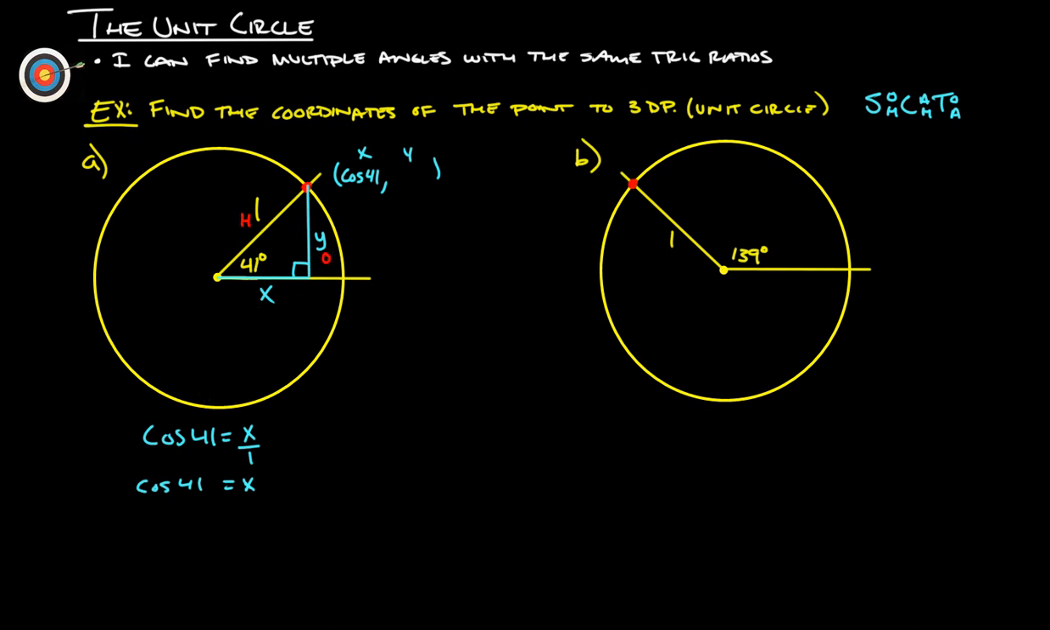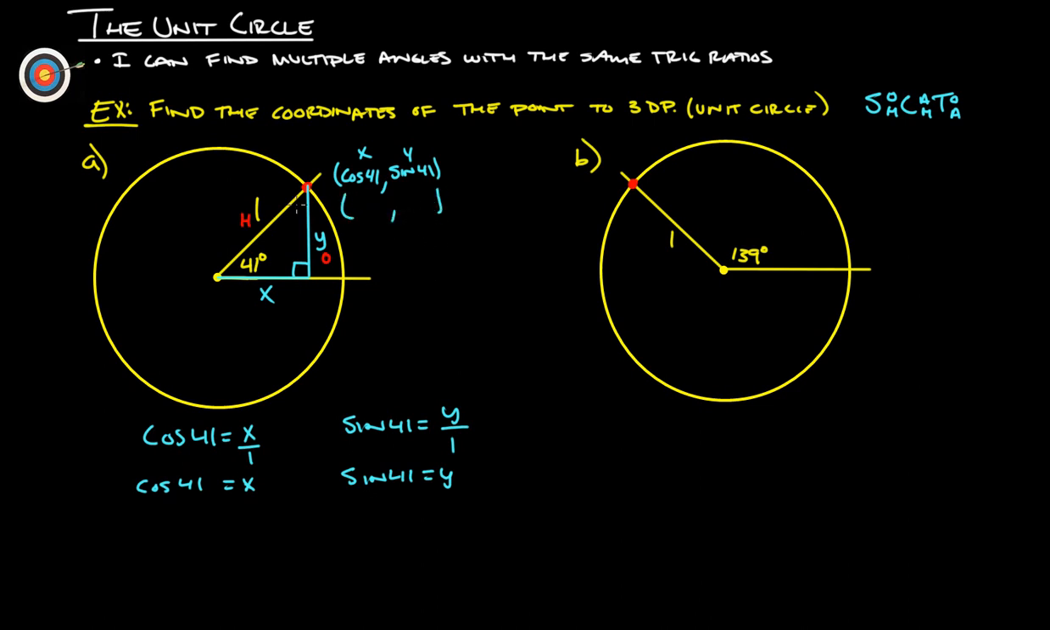And so we're looking at opposite and hypotenuse, which is sine. So what we want to do there is take sine of 41, and that's opposite, which is y, over hypotenuse, which is 1, which then, just like what we did over here, y is going to equal sine of 41. So this y coordinate is going to be sine 41.